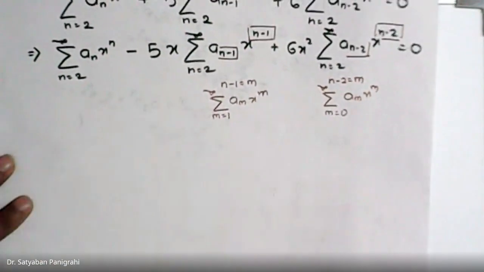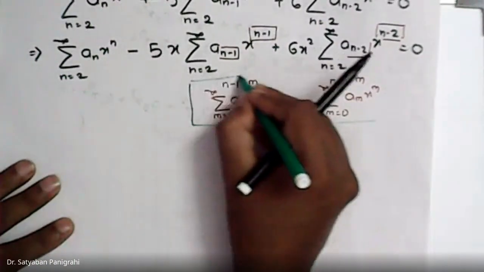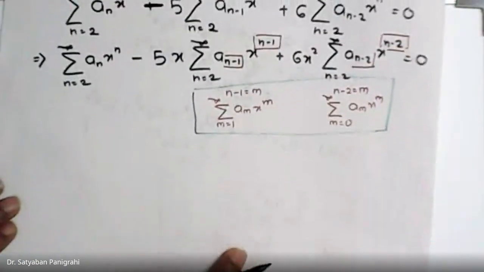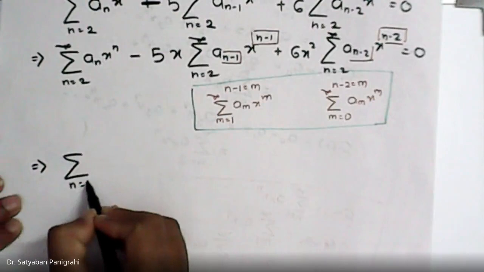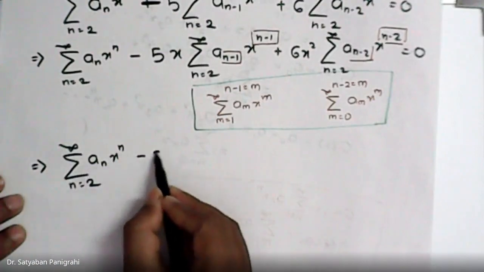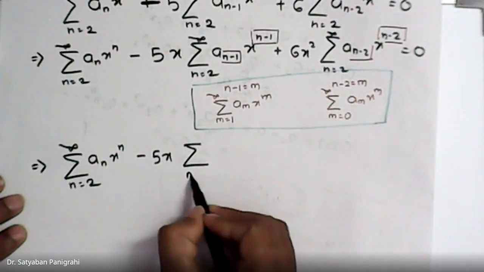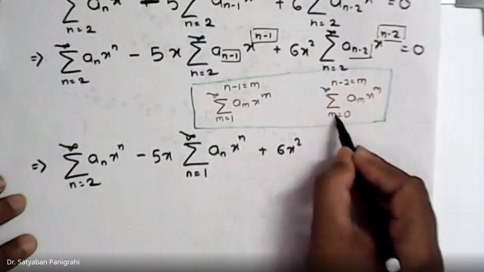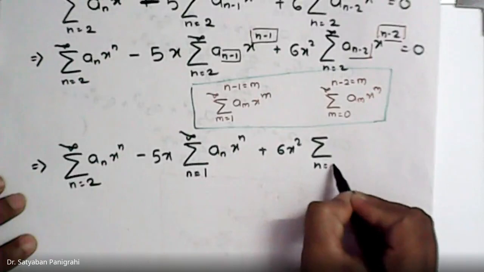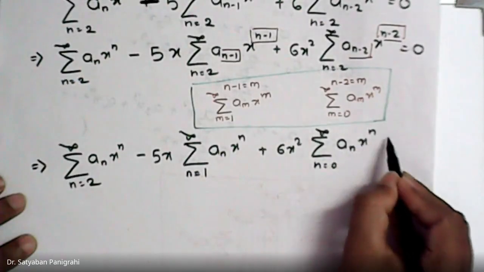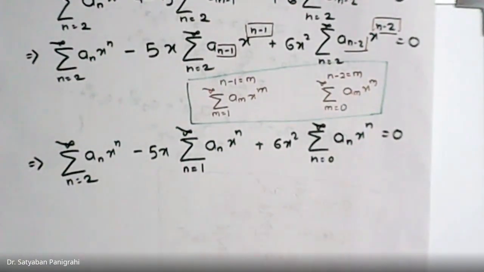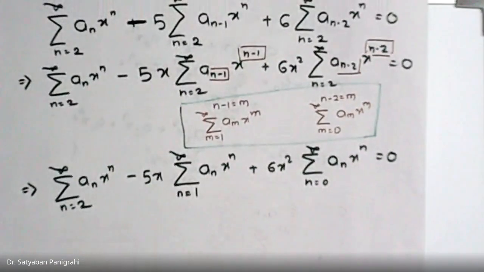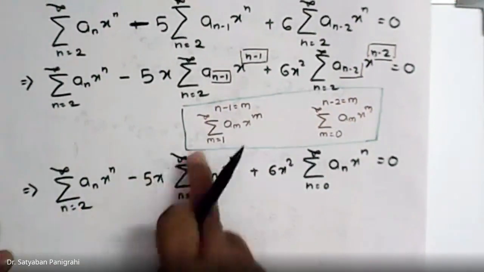So, knowing this concept in the rough work, we can directly write here summation n equal to 2 to infinity a_n x to the power n minus 5x. Now look here at what I am writing. In place of m, I am writing n equal to 1 to infinity a_n x to the power n, and in place of m equal to 0, I can write n equal to 0 to infinity a_n x to the power n equal to 0. Clear, everyone? The quick step. Clear? Everyone? Yes, sir.